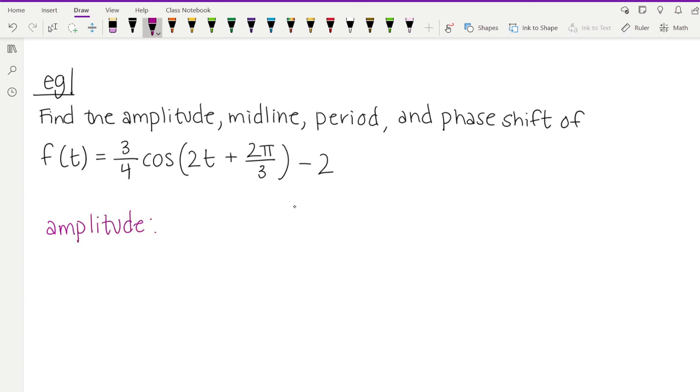We can see that this function is being multiplied with 3/4, and so the amplitude is going to be 3/4. It's always just that coefficient on the outside because that corresponds to the vertical stretch.